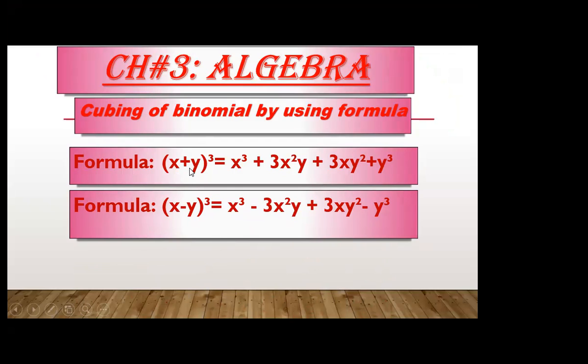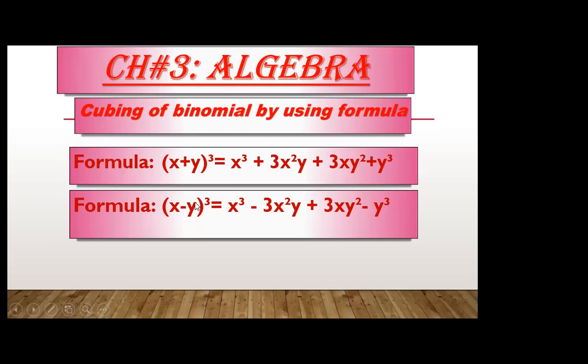So beta, if we take the first formula, x plus y whole cube, we get x cube plus 3x square y plus 3xy square plus y cube. Remember this formula? We have learned these formulas in our previous classes. First term cube, and the second term cube, and in the center we get 3, because there is a cube. So we get 3 here, first term square into y, and the second term square into the first term. Clear? x cube plus 3x square y plus 3xy square plus y cube.